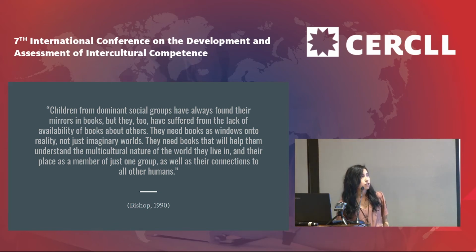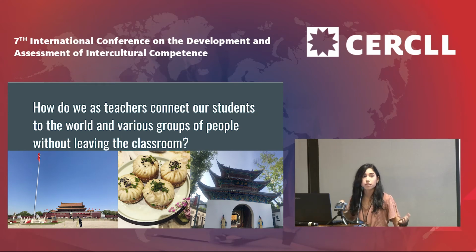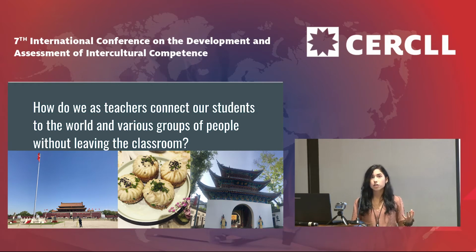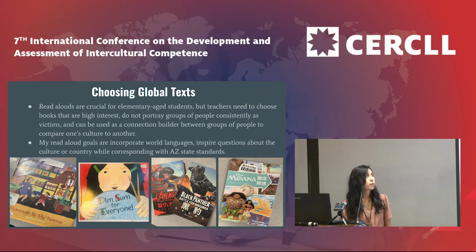So how do we as teachers connect our students to the world and various groups of people without leaving the classroom? I think about choosing global texts. At any age, read-alouds for elementary groups are great ways to teach, whether it's math, science, or about other cultures. So they're crucial for our students, and as teachers, we need to be careful about what we choose. We need to make sure that they're high interest. They don't portray groups of people consistently as victims, and they can be used as a connection builder between groups of people to compare one's culture to another.